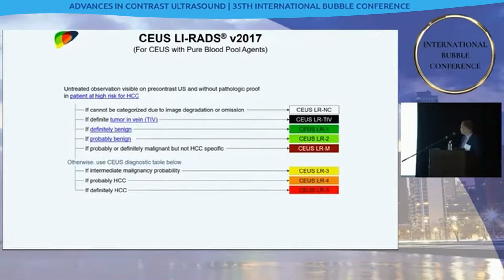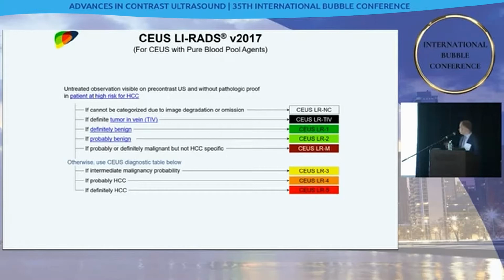Stephanie mentioned briefly about LI-RADS, but again, similar to all other RADS, like BI-RADS for breast or PI-RADS for prostate or Lung-RADS and whatnot, it will classify lesions in several different categories. LI-RADS NC is a not characterizable lesion where you cannot make a diagnosis because of image degradation or omission. Tumor in vein, very unfortunately, is a severe category that precludes patients from getting transplant or other treatments. LI-RADS 1 and 2 are benign lesions. LI-RADS 1 is definitely benign. We know for sure this is benign: cyst, hemangioma, focal fat, you name it.